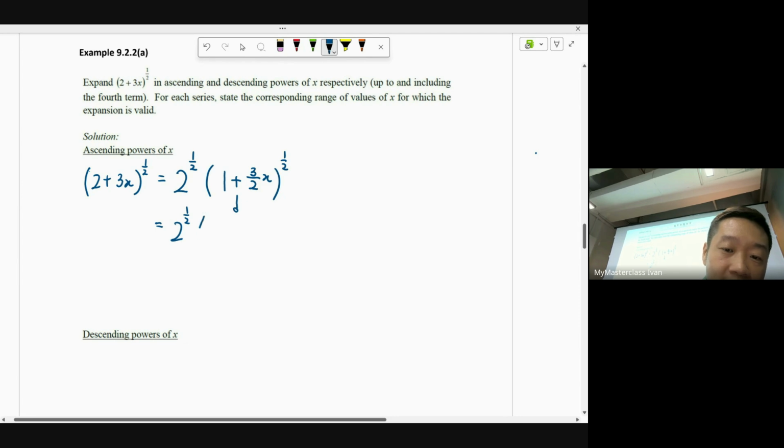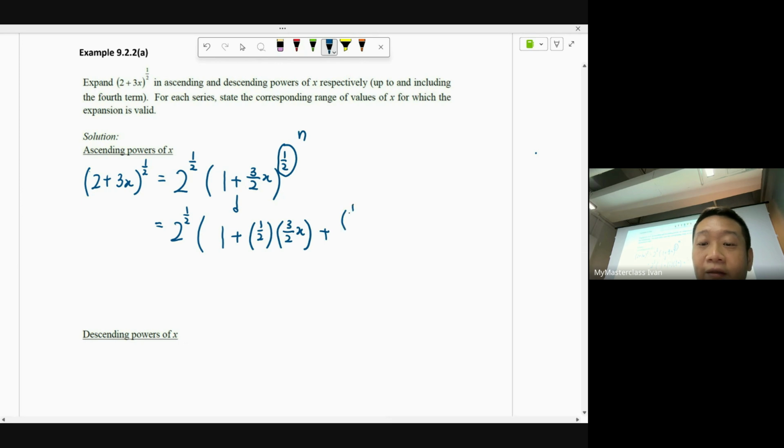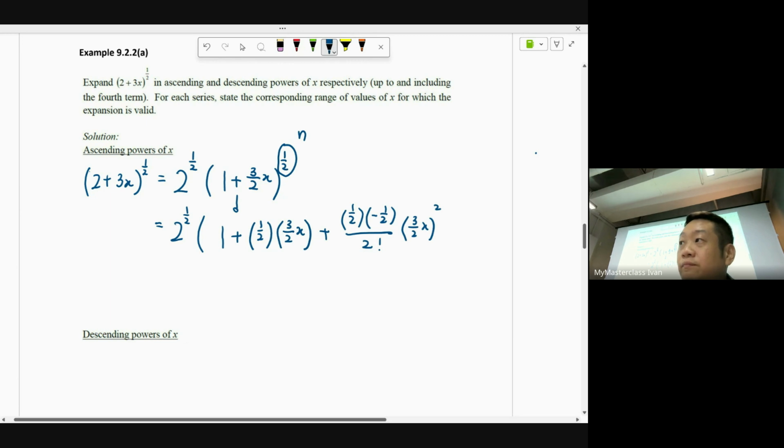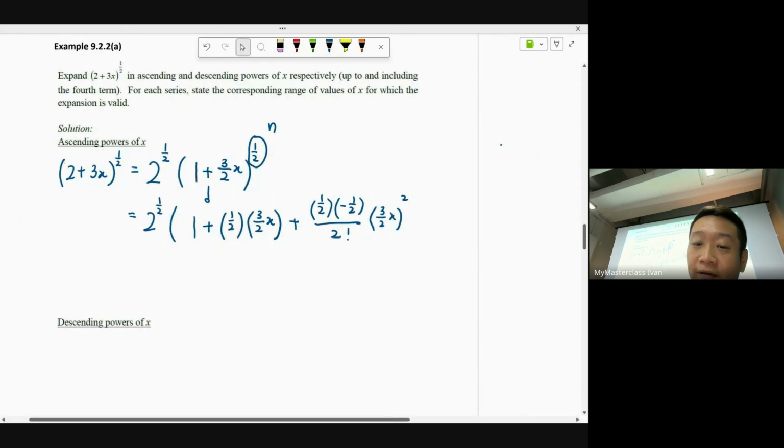Now I do my binomial for this. 1 plus, this guy is the n, half, put in front, 3 over 2x. Plus, they want fourth term, so next one, half. What is the next number here, Isaac? Over 2 factorial, 3 over 2x bracket square. How many terms already, Isaac? 3, we need 4. So plus next one. Isaac, tell me, half times minus half times 3 over 2, over 3 factorial, bracket 3 over 2x power cube, plus dot dot dot, close.